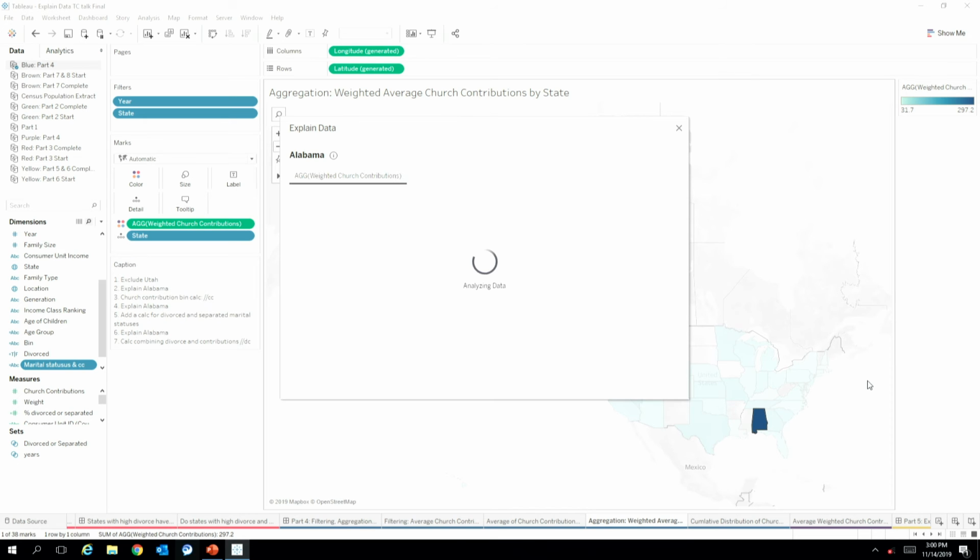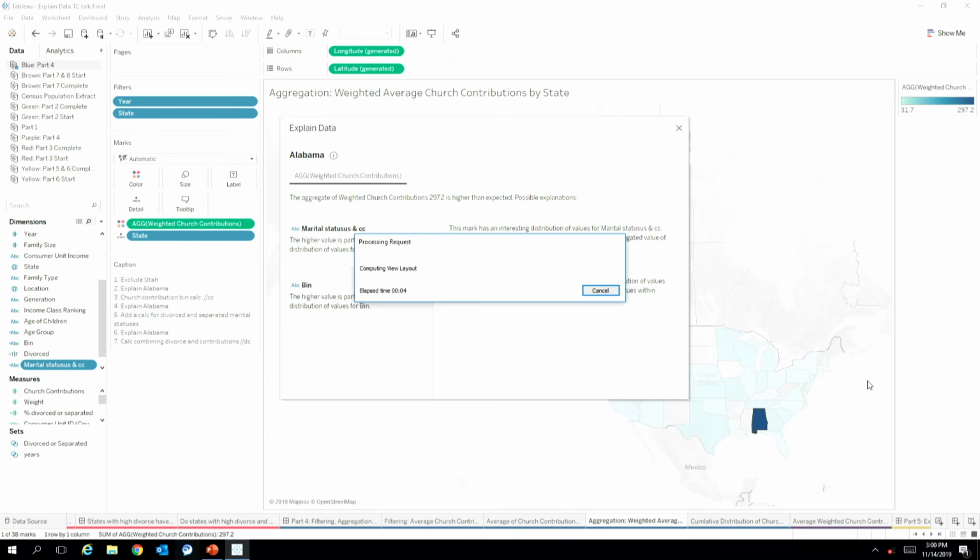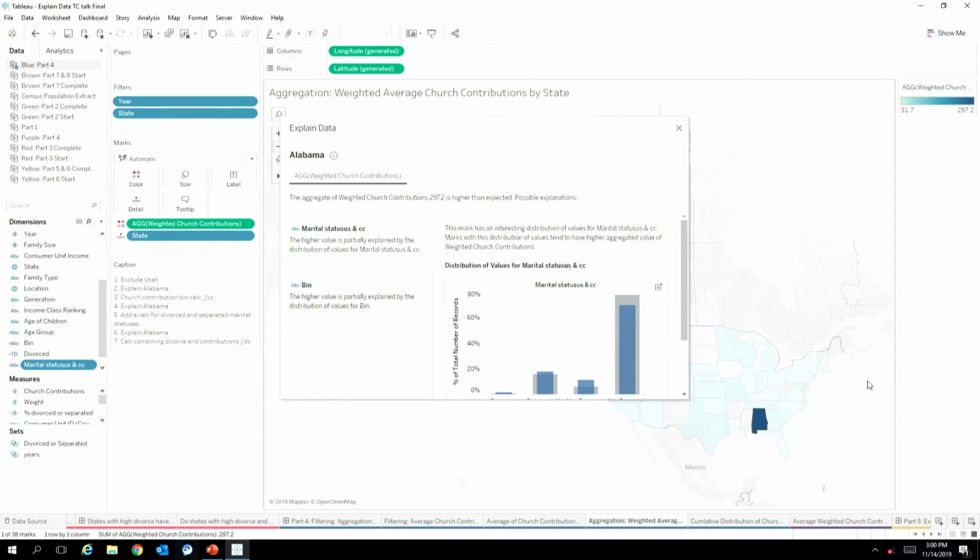A side note I will add is that if there are fields that you know are definitely not interesting in generating explanations, you may just want to hide them because it will make Explain Data run faster.